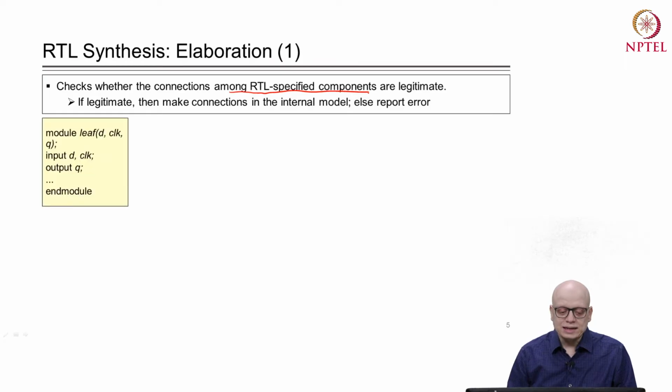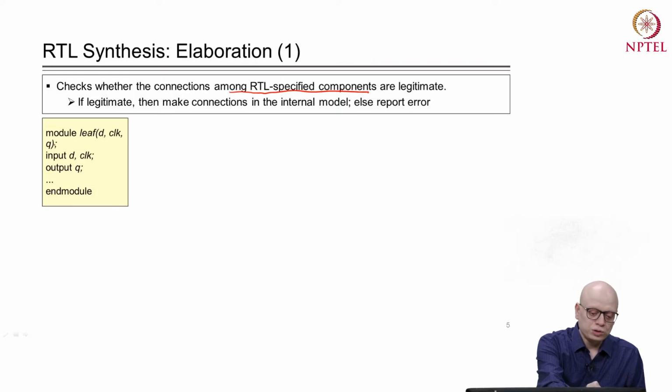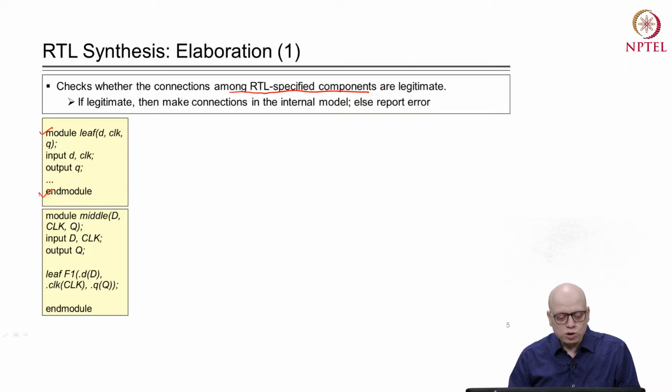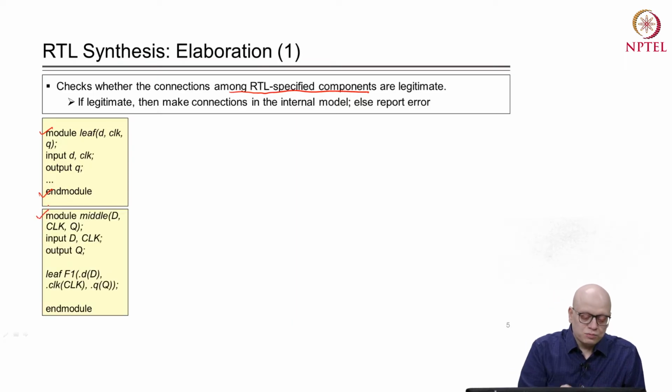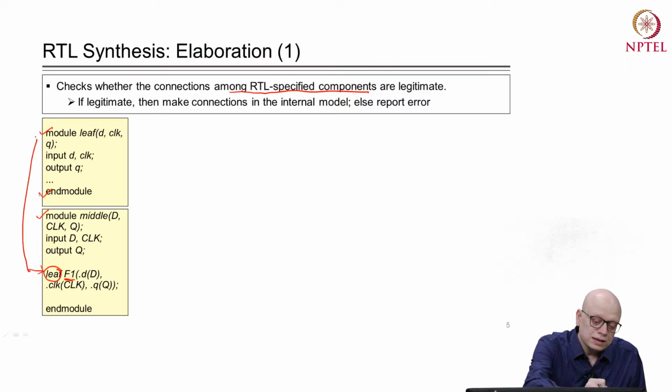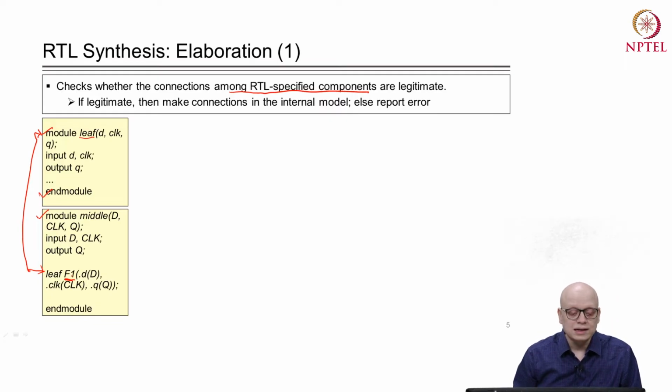So let's take an example. Suppose there was a design in which we have one module leaf, right? This is a leaf level module, and then there is another module middle, right? The module middle contains an instance of leaf, so this is an instantiation of leaf. For this instance, F1 is the name of the instance, and the master module is leaf, because the name here is referring to this other module. So the master module of this instance F1 is leaf.